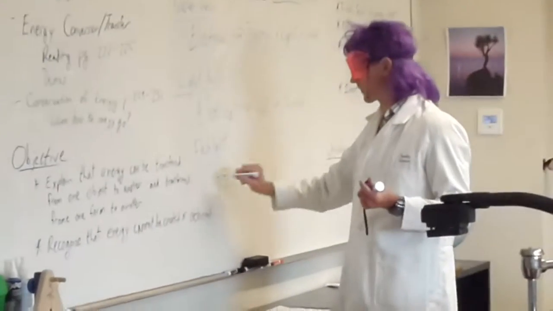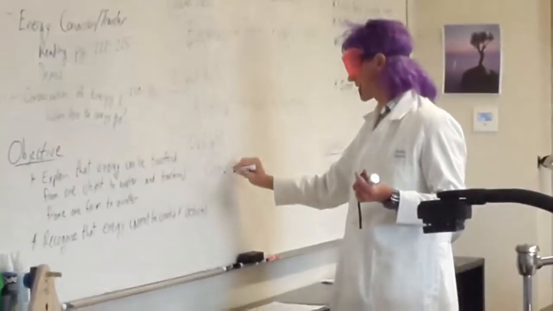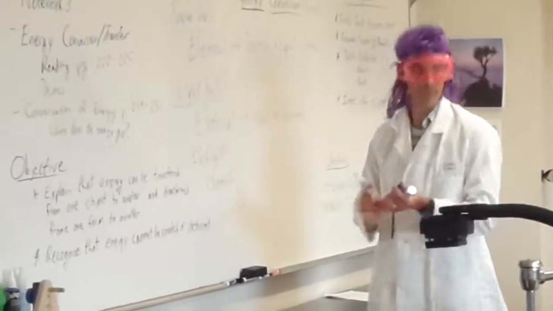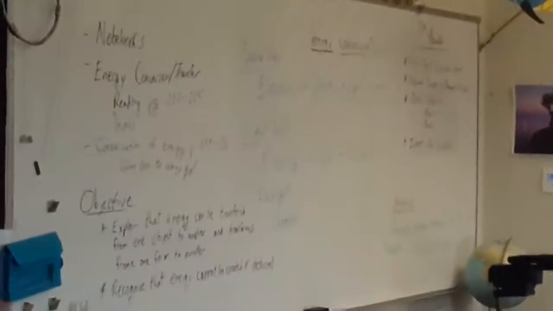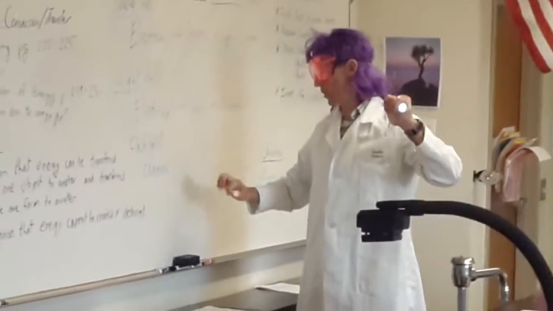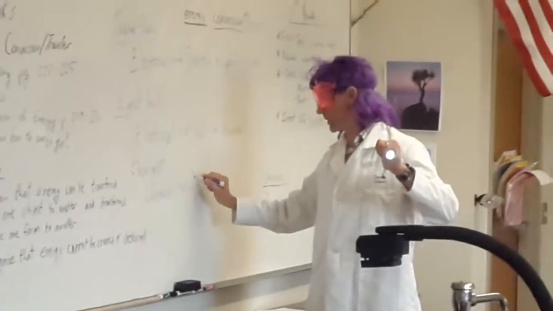There's a chemical reaction that's taking place in the battery. What next? What does that chemical reaction do? It produces light. Before it produces light, it's got to do something else. Electrical. So the flashlight takes that chemical energy from the battery and turns it into electrical energy.